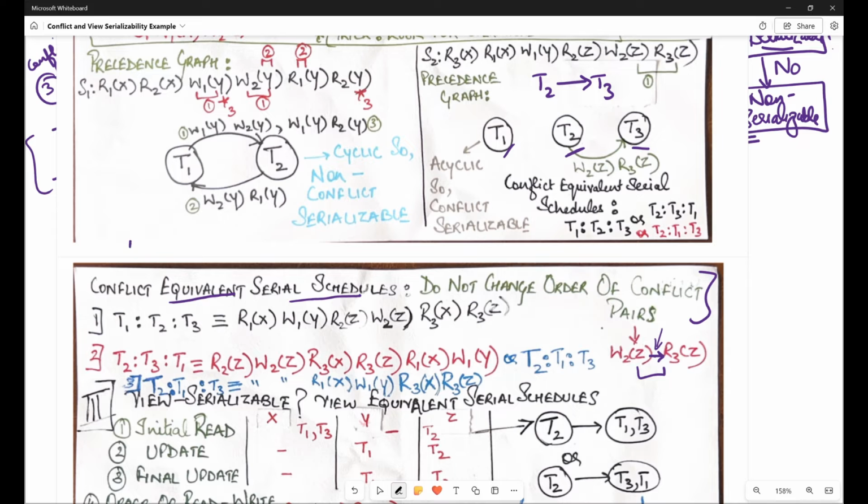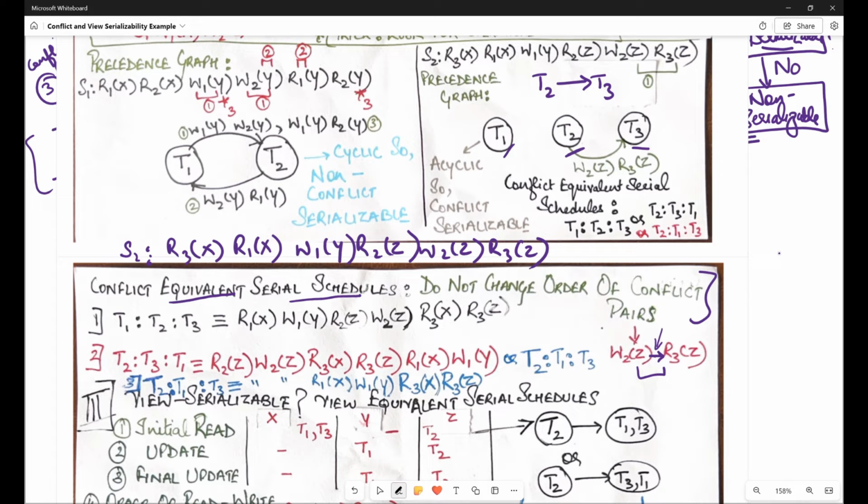I'll write it here again, because I'll have to move it down, I think, or no, it can be done easily. Okay, fine. So we have S2 schedule: R3X, R1X, W1Y, R2Z, W2Z, R3Z. Okay, it's easy to compare from here.